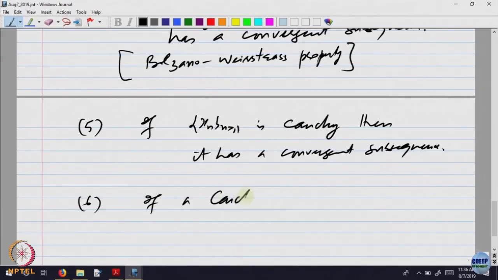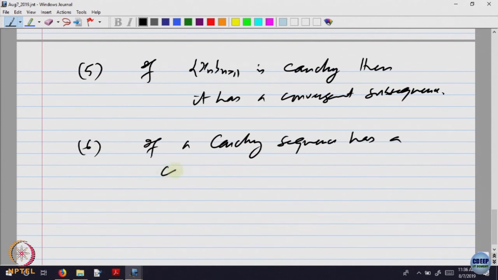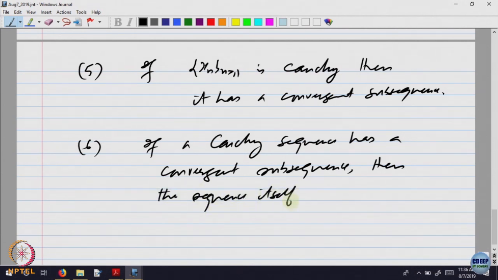If a Cauchy sequence has a convergent subsequence, then the sequence itself is convergent. If a sequence is Cauchy, elements are coming close to each other. And if it has a subsequence which is convergent, is it clear that the sequence itself must converge to that limit? Not clear? Okay. So, let us try to understand. Let us try to write a proof of this.